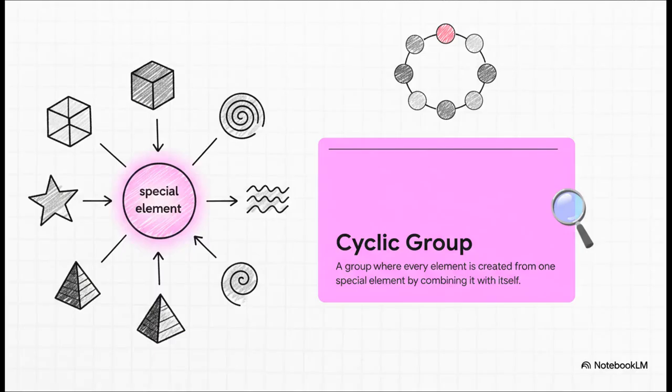In plain English, a cyclic group is a group where every single thing inside it, every element, can be made from just one special starting piece. All you have to do is take that one piece and combine it with itself over and over again. It's like building an entire Lego castle using only one type of brick.